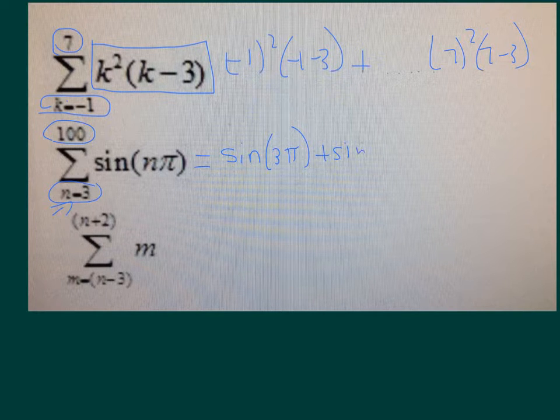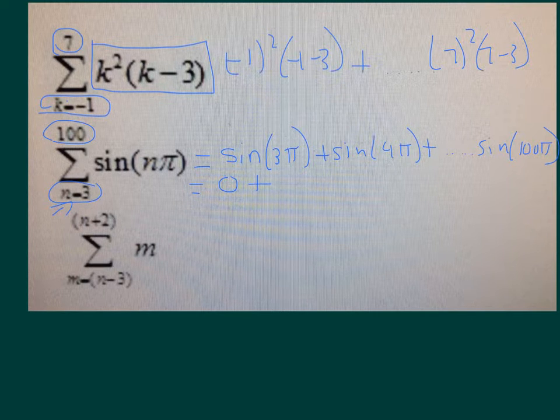plus the sine of 4 pi plus dot, dot, dot, and all the way up to the sine of 100 pi. So if we stop for a minute and we try to figure out the sine of 3 pi, that's the sine of 180 degrees, or equivalent to that. So if you think about the sine graph or the cast rule or the unit circle, however you find the sine of an angle, the sine of 180 degrees is 0.